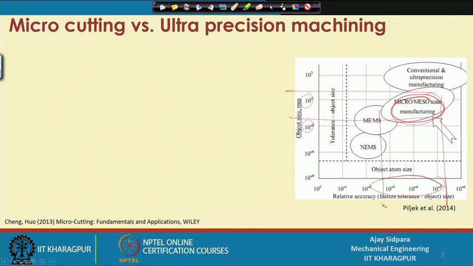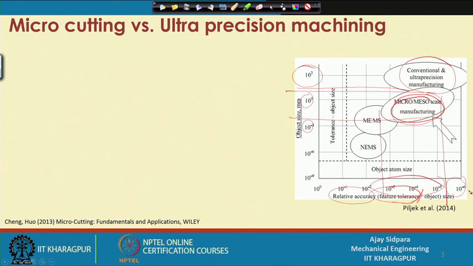Relative accuracy means the feature tolerance of your component divided by the object size. This is what we have discussed. What we are going to discuss is ultra precision manufacturing, where the part size may be in meters, and the relative accuracy is much better than the other processes, such as nano electromechanical systems, micro electromechanical systems, or our micromachining operations.